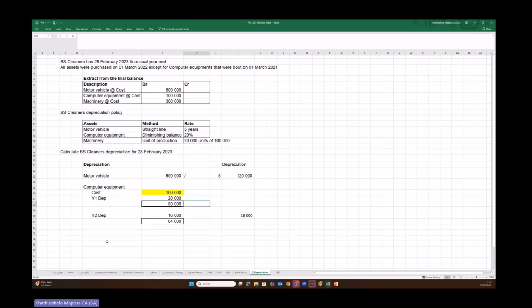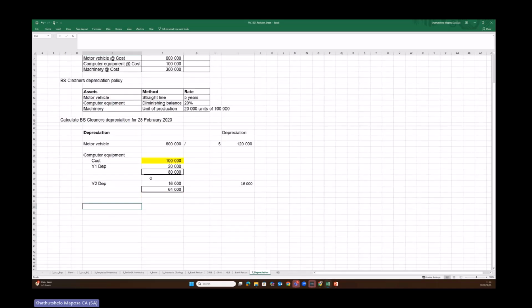The last one. Daphne, are you the one assisting us with the last one? The last one is the machinery bought 1 March 2022. Daphne, we are using the unit of production method. This machine in total will produce 100,000 units, but in the current year they say it only produced 20,000 units. Pathu, do you want to tell us?